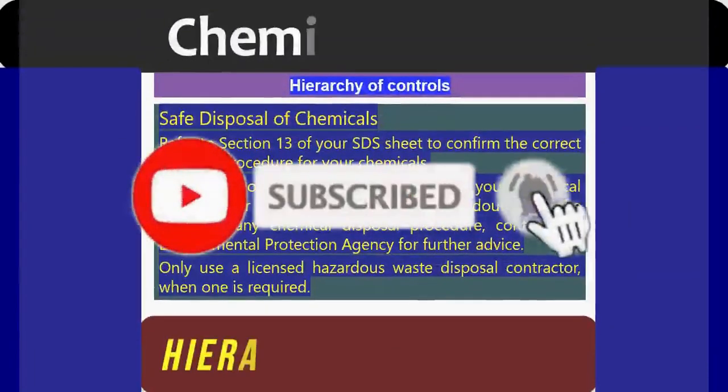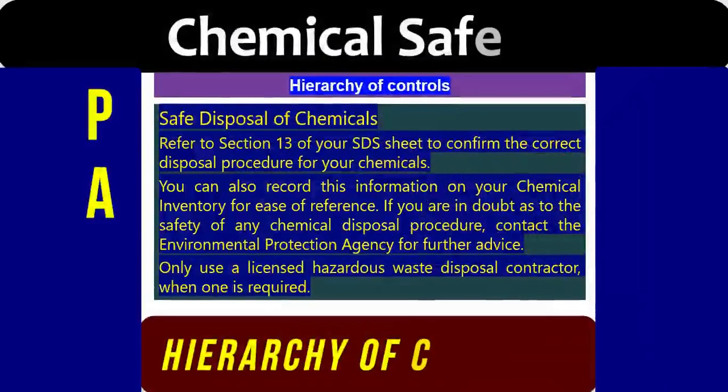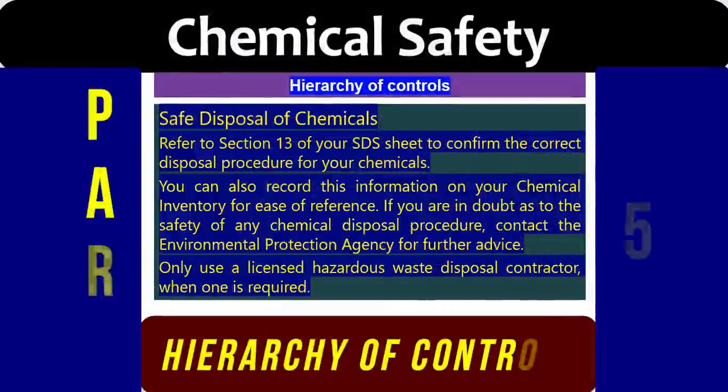release of the chemical. Dear friends and fellows, we are discussing chemical safety and we are going through the hierarchy of controls, how to store chemicals safely, how to find information from SDS safety data sheet. Let us discuss now the safe disposal of chemicals. Refer to section 13 of your SDS safety data sheet to confirm the correct disposal procedure for your chemicals. You can also record this information on your chemical inventory for ease of reference.